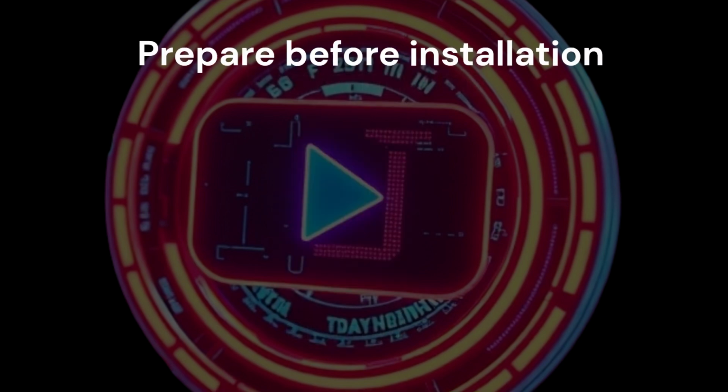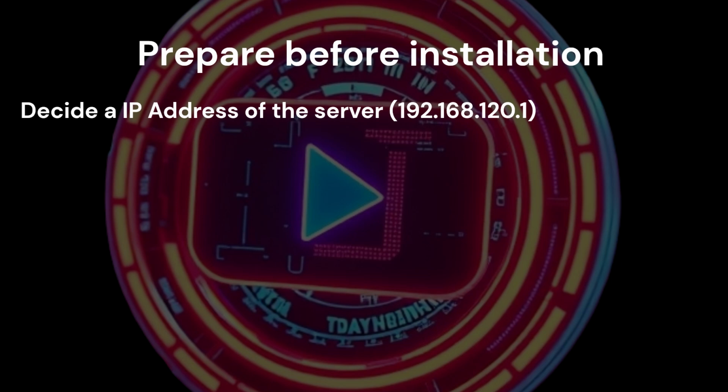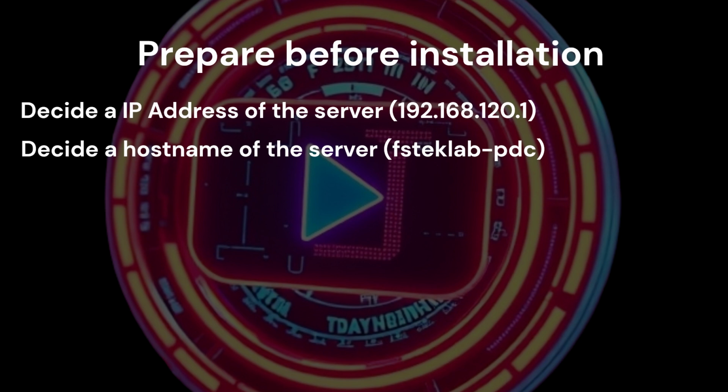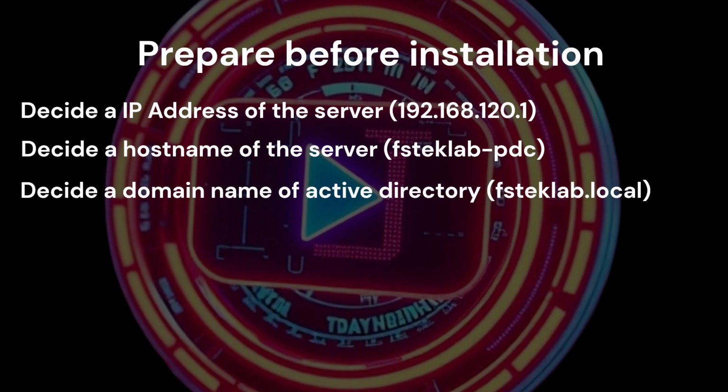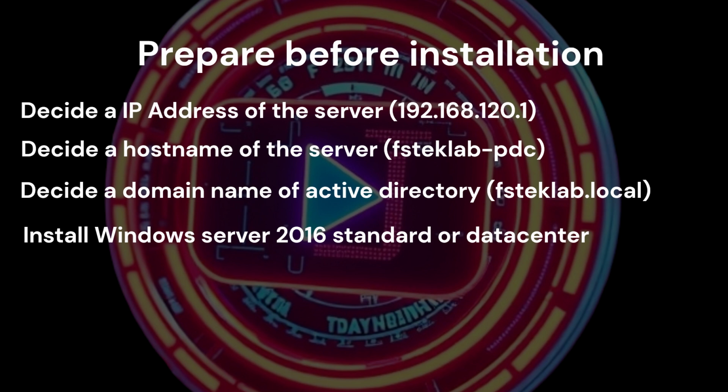Before we begin the setup, decide the static IP address to be assigned to the server. Decide the host name of the server. Decide the domain name for your Active Directory. Install Windows Server 2016 Standard or Data Center Edition as per your requirement.